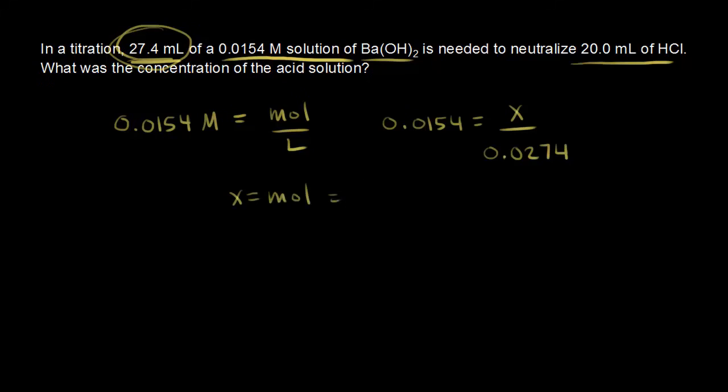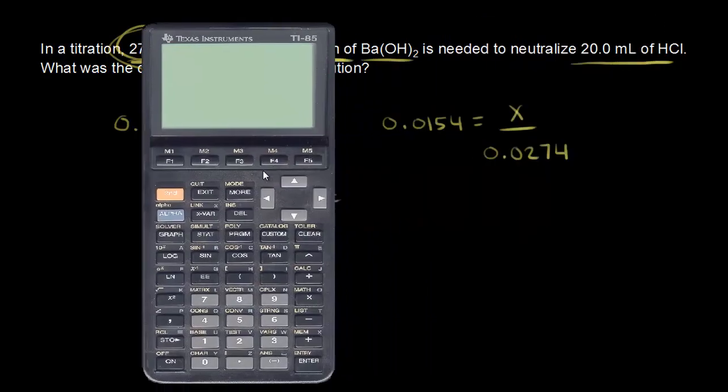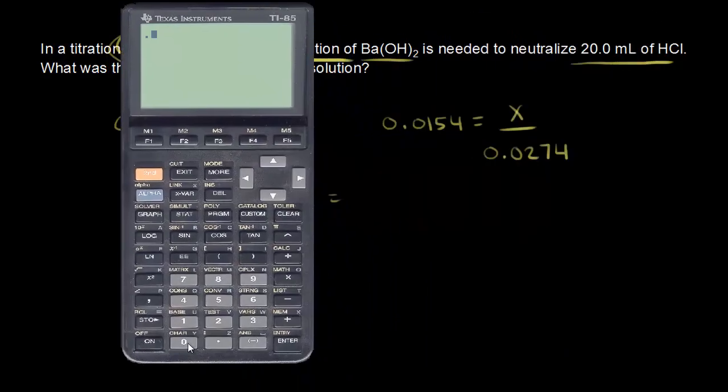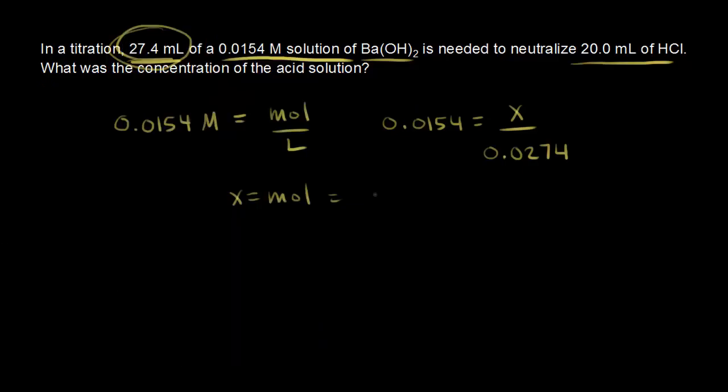So let's get out the calculator here, and let's do that. So let's get some room over here. So we take 0.0154, and we multiply that by 0.0274, and that gives us, this would be 4.22 times 10 to the negative fourth, right? So that's equal to 0.000422 moles of barium hydroxide.